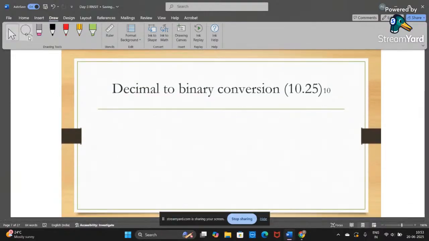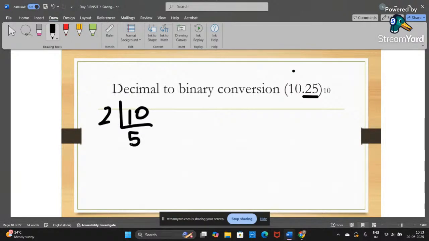So now we have a number with decimal points, 10.25. How will you convert this into binary? Same way, but we use a different method for 10 and a different method for 0.25. First, for 10, we have to divide it by 2.